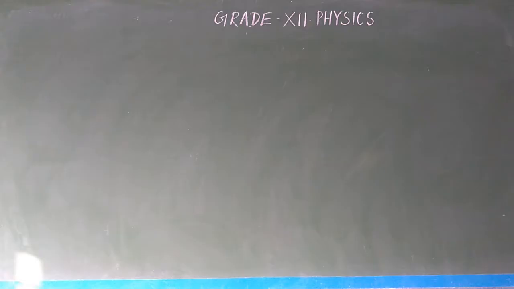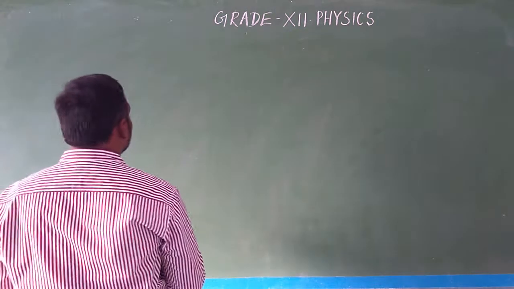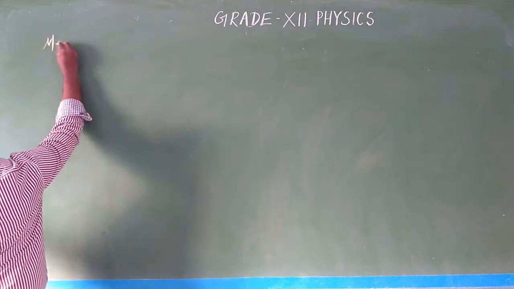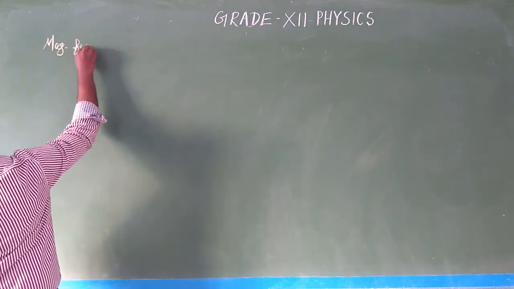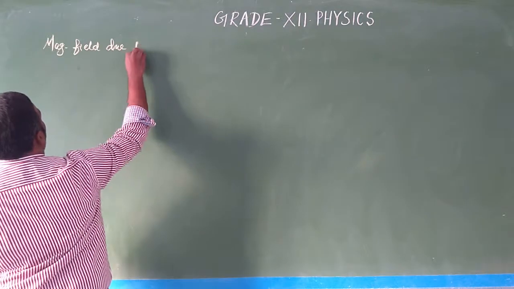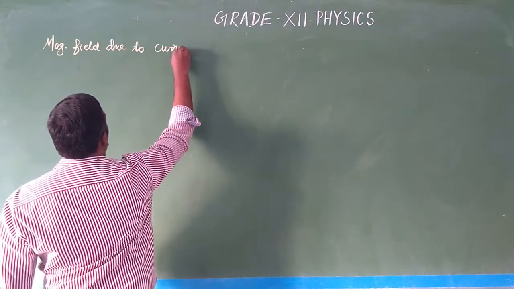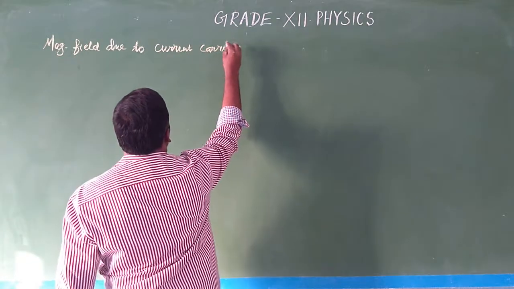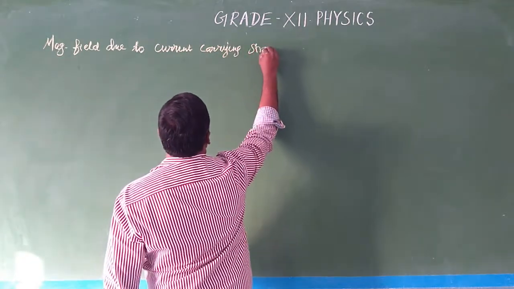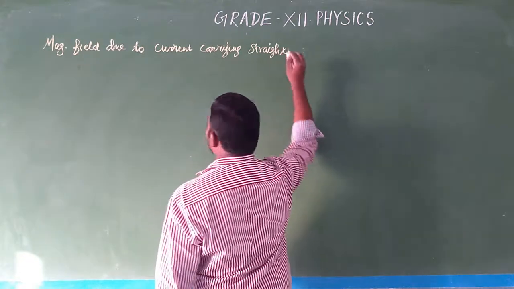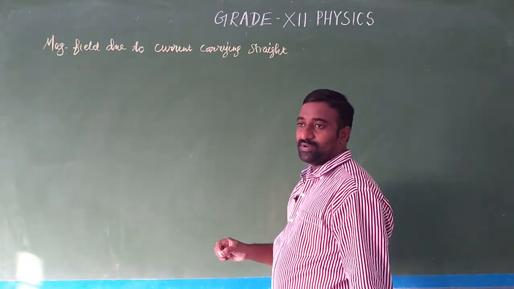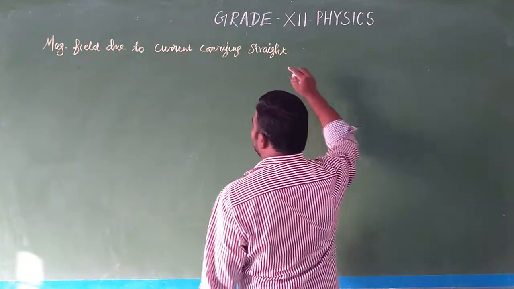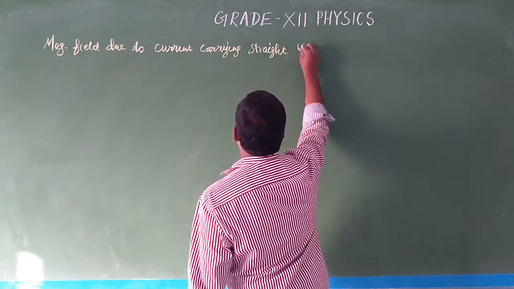The topic is magnetic field due to current carrying straight wire. So first we saw a small portion of an infinite length of wire. Now instead of infinite length, there is a known length. So that is the magnetic field due to a current carrying straight wire.